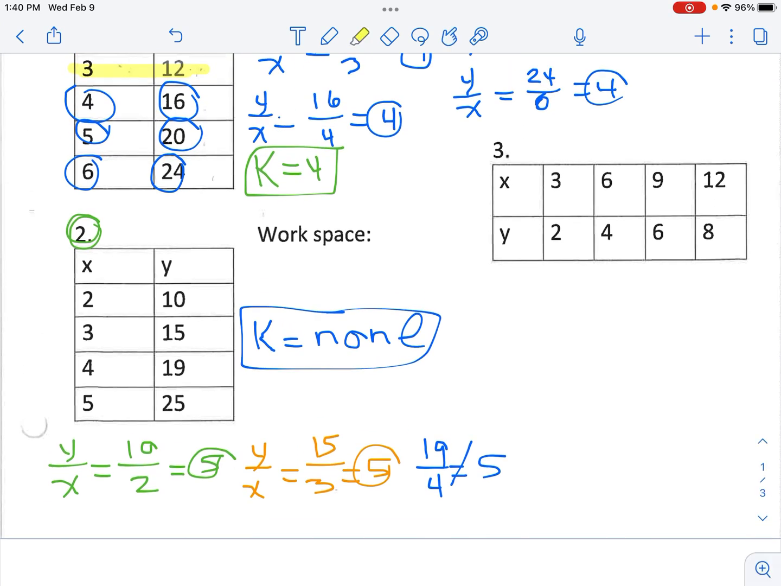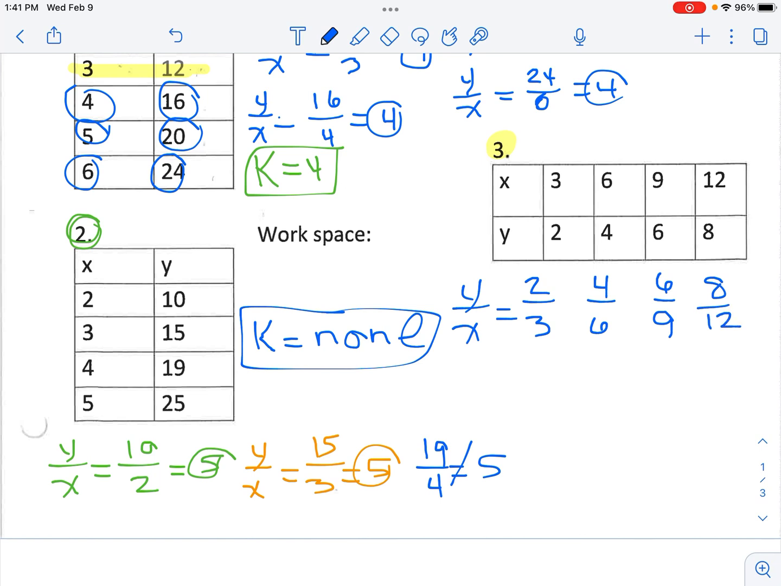All right, so let's look over here at number 3. Now this one can look a little bit different. Be careful because the y values are on the bottom, but when we solve, the y goes on the top. So watch what I'm going to do here. I'm going to have 2 to 3 for the first one, and then 4 to 6 for the second, 6 to 9, and 8 to 12.